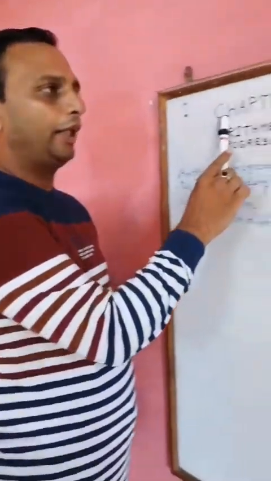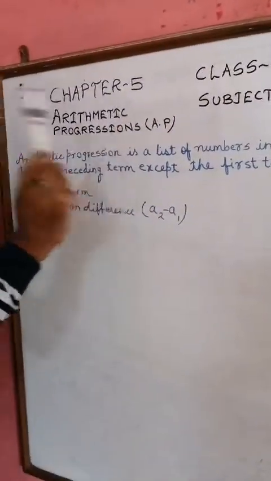We studied arithmetic progression in the previous class, in short form we call it AP. We studied up to question number 3 in the previous class. Now in today's class we'll study question number 4. The exercise is the same, 5.1, chapter 5, class 10th, arithmetic progression.